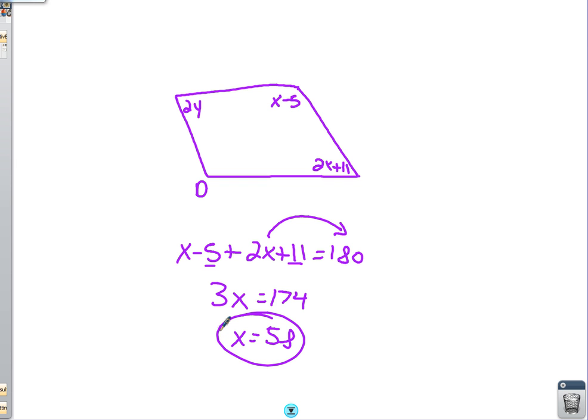But that's not what they ask you for. We have to plug it back in. If x is 58, that gives you a 53 degree angle here. It gives you a 127 degree angle here. This figure is not drawn to scale. That was what was throwing some people off.